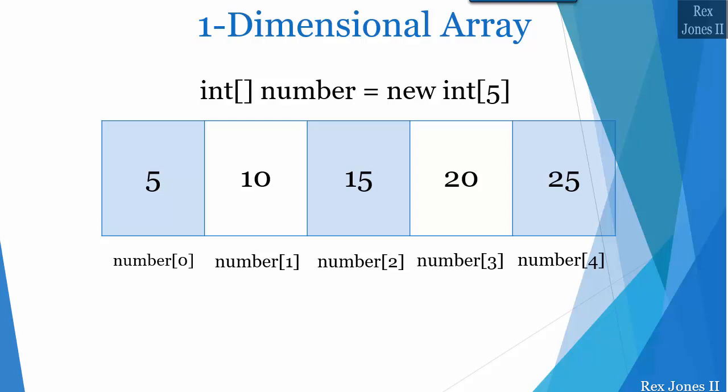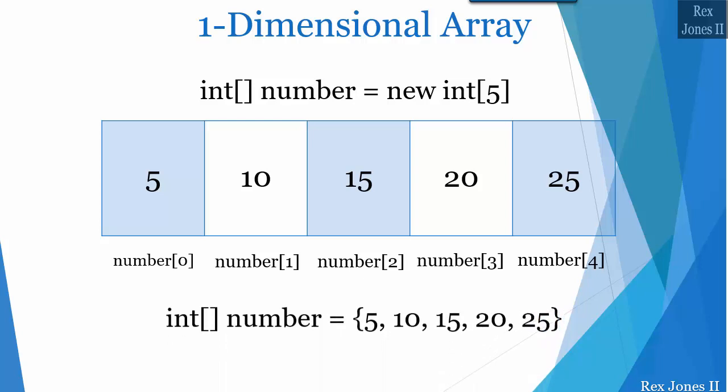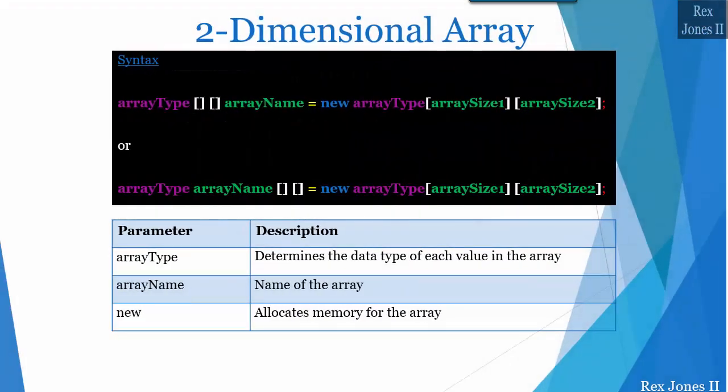All arrays have a fixed number of elements accessed by an index starting at 0. In this example, we know the values are 5, 10, 15, 20, and 25. If you know the value of each array's element, then you can initialize the array with curly braces. Add opening and closing braces, then the values separated by a comma. Let's look at the multi-dimensional array.